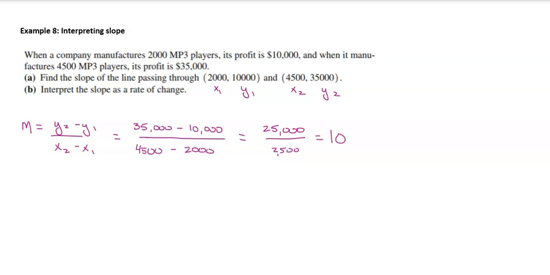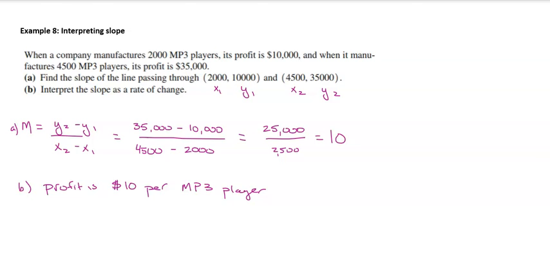So this was A. B asks us to interpret the slope. So when 2,000 to 4,500 MP3 players are manufactured, profit on average is $10 per player. So that's what this means. So the profit is $10 per MP3 player. And sometimes you have to draw it out to figure that out.